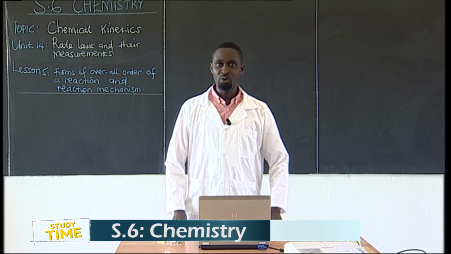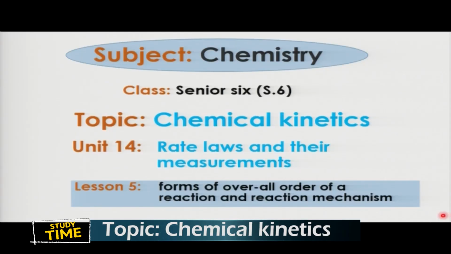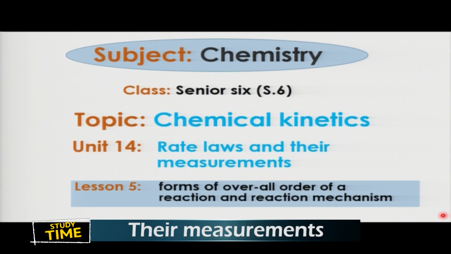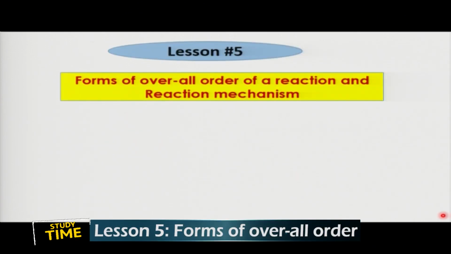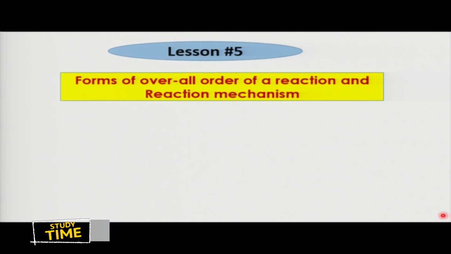So we are in for lesson 5 on our topic chemical kinetics and unit rate laws and their measurements. Basically this lesson we're going to be looking at the overall order of a reaction and the reaction mechanism. When I talk of the overall order of a reaction, we already looked at calculations involving overall order and how to get the overall order. For instance, in the previous calculation, you looked at getting the overall order by getting the order with respect to reactant A, which was 1, and order with respect to reactant B, which was 2.